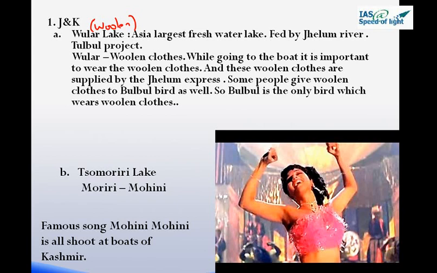Now some good people give woolen clothes to the bulbul bird as well. So the bulbul is the only bird which wears woolen clothes. Okay, now close your eyes. Wular Lake is woolen clothes, right? Where are they required to be worn? On the boat, that is Jammu and Kashmir. And what actually brought you these woolen clothes? It is the Jhelum Express, or River Jhelum, right? Some people give it to the bulbul bird as well to wear woolen clothes. See a bulbul bird wearing woolen clothes. So from bulbul it becomes Tulbul. So three things are required to remember about Wular Lake. First, Jammu and Kashmir, that is boat. Second, Jhelum Express, that is River Jhelum, which feeds it. And third is the bulbul bird, or Tulbul.